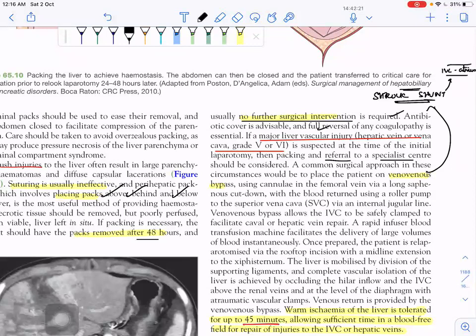Okay, it's intrahepatic IVC to atrium, like that they are connecting and they are making manipulation in the IVC. Okay, just remember the Schrock shunt.